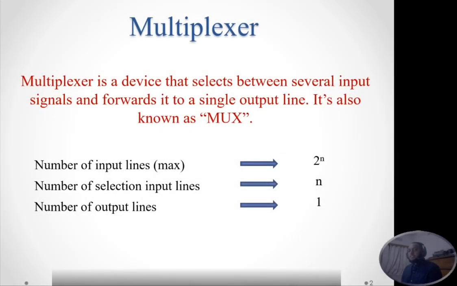Multiplexer is a device that can select one input from multiple input lines and forward it to only one output line. And for selecting one input line from multiple input lines, we need selection input lines. For 2 to the power n number of input lines, we need n number of selection input lines, and the number of output lines will always be 1 in case of multiplexer. The short form of multiplexer is mux.